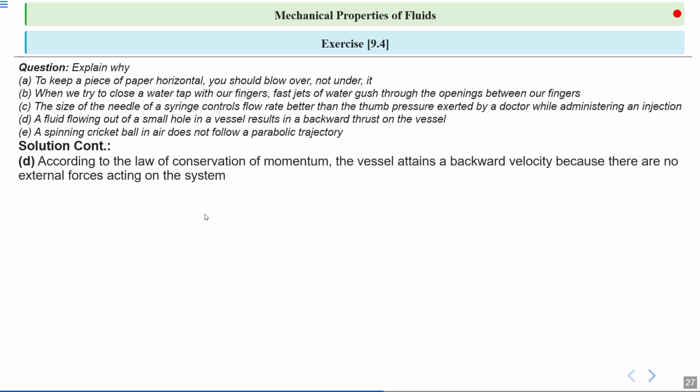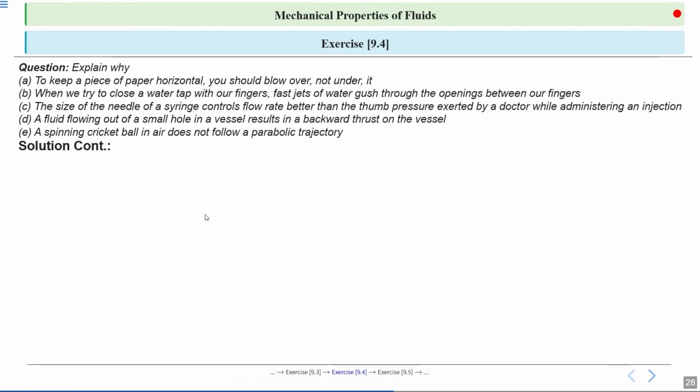According to the law of conservation of momentum, the vessel attains a backward velocity because there are no external forces acting on the system. All right. Now we will focus on part E.